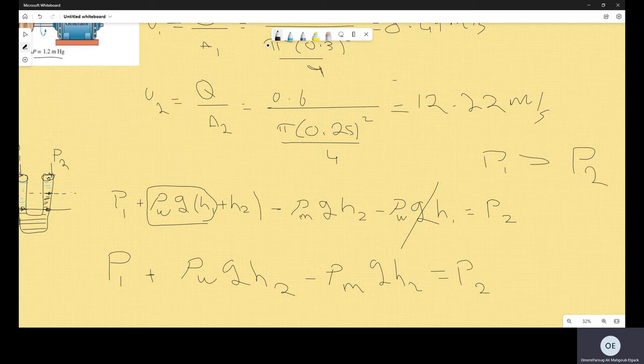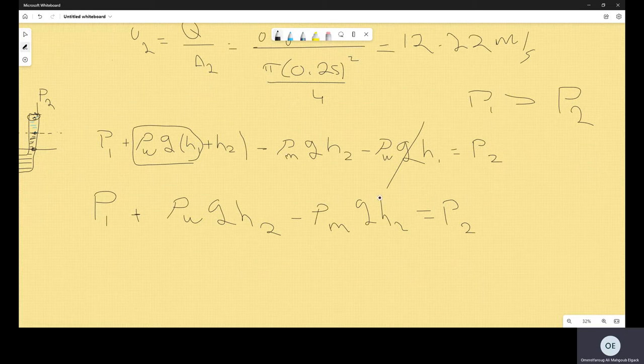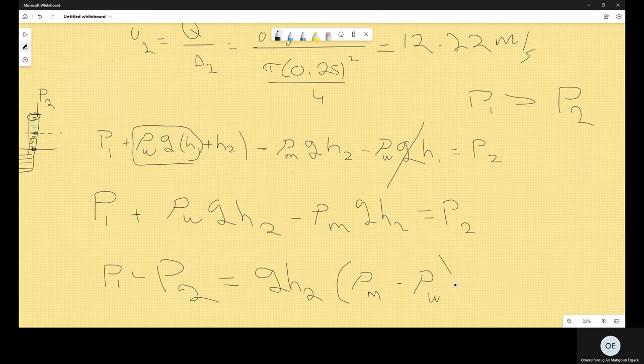So if I want to subtract here, you can bring P2 to the other side. So you have P1 minus P2, which is equal to GH2, take GH2 as a common factor, and then subtract the density of mercury minus the density of water. Okay, this is the pressure difference.